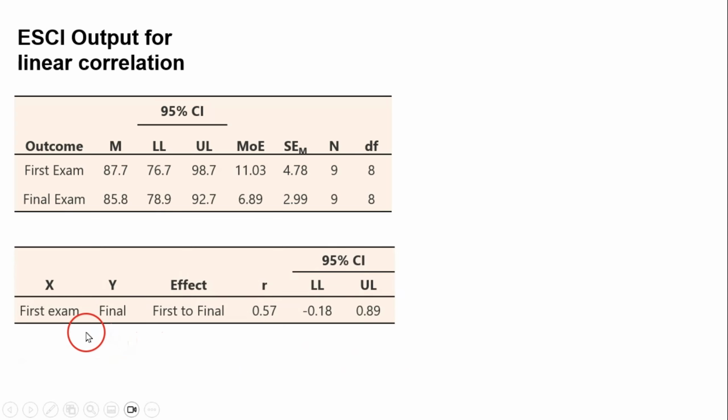Once we look at a scatter plot for this, we're going to put the first exam as the x horizontal axis on the scatter plot, and the final exam will be the y, or the vertical axis, on the scatter plot. So the effect here that we're looking at is sort of the first to the final exam and its relationship. We get an r of 0.57. So small r is the symbol for a single correlation, which is what we have here. And 0.57 is somewhere in the middle of the range.